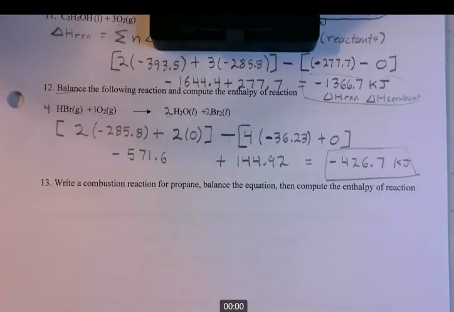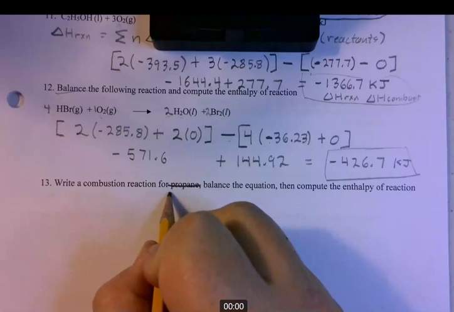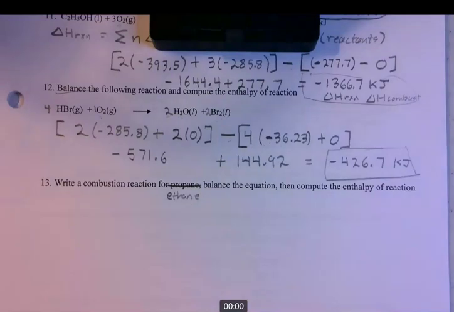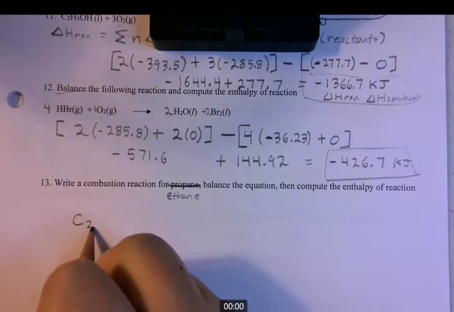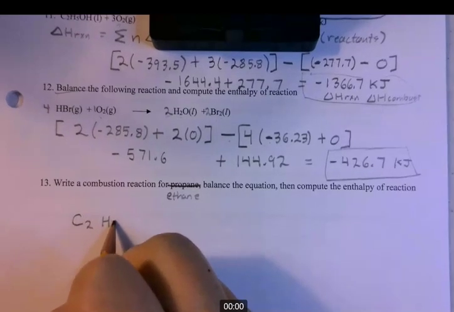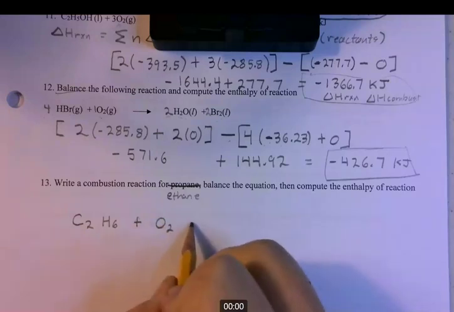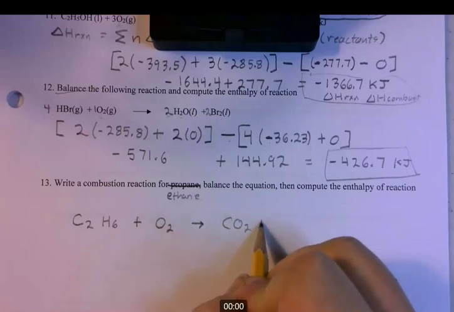Okay, and we're going to do one more of these. It says write a combustion reaction for propane. Well, you know what? You've actually already done that. Number 10 was propane, so I'm going to change that to ethane. And you can find that on your purple sheet, what ethane is. And ethane is C2H6. So we're going to go ahead and write a combustion reaction for C2H6. And if it's a combustion reaction, that means you react it with O2. And you're going to produce products of CO2 and water.